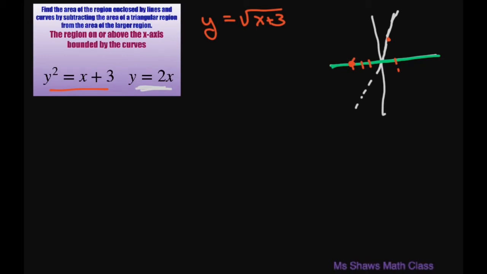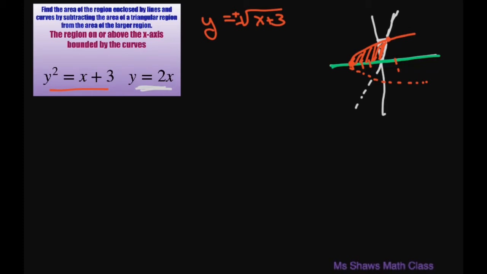So basically, when they're talking about the triangular region, they're talking about if you make a triangle here, this area here. And when they're talking about the larger region, they're talking about this whole region here. So you take this whole region. And again, remember when you square root, you have plus and minus, but we're not dealing with the minus part. We're only dealing with this intersection, where they intersect there.